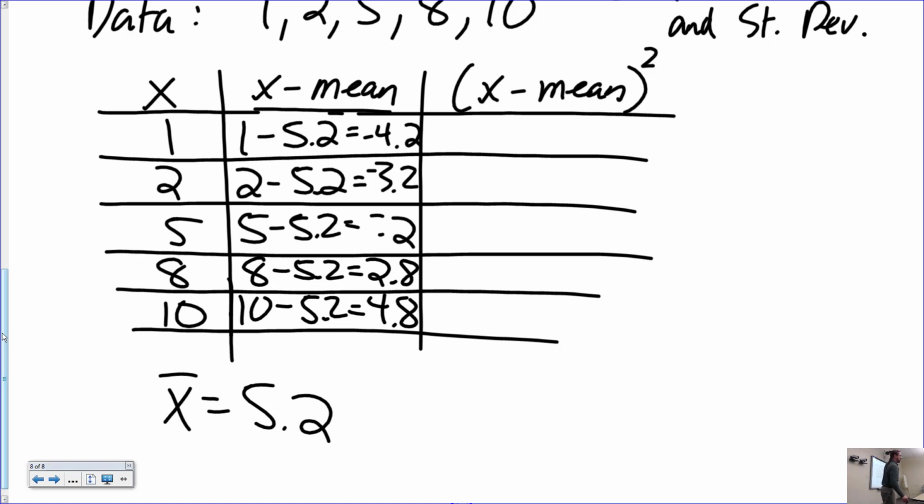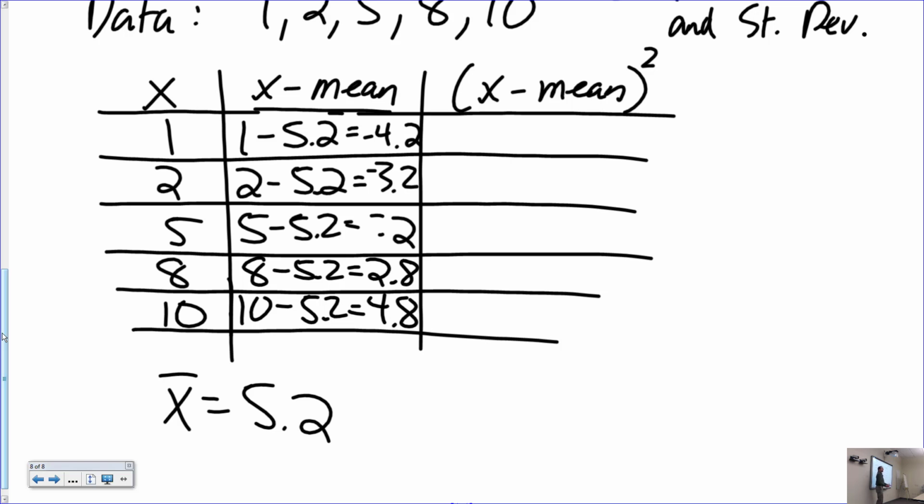Now, what I'd like you to do just for kicks and giggles is add all of those numbers up. Use the negative sign. What do all the negative numbers add up to? 7.6. All of the negative numbers add up to 7.6. What do the positive numbers add up to? 7.6. So it's actually 0.